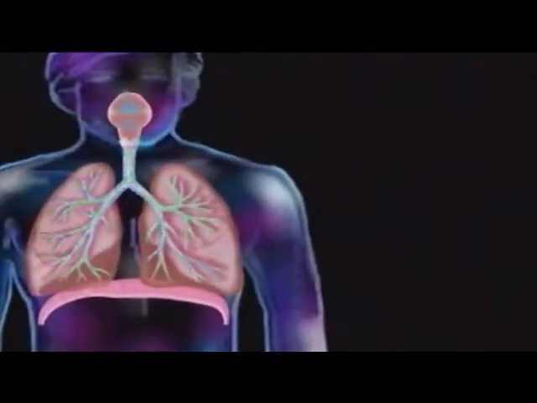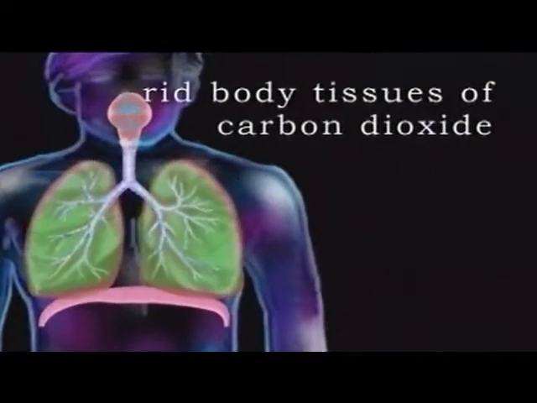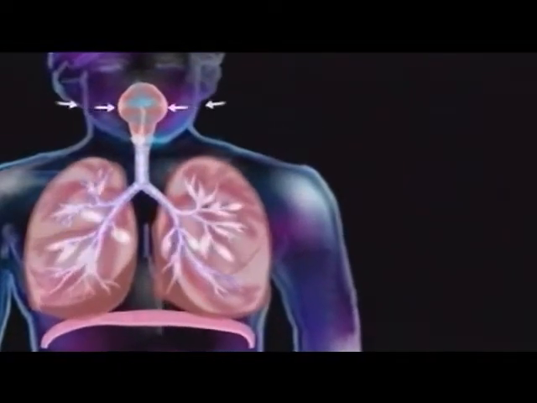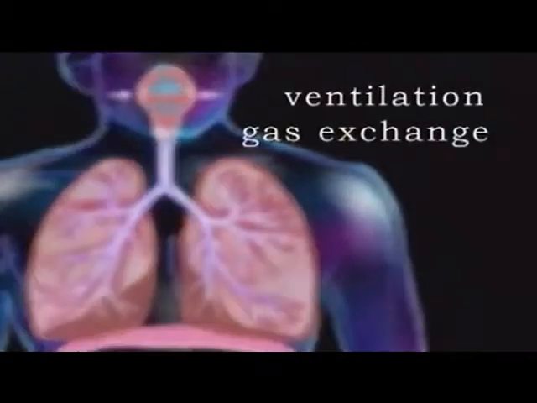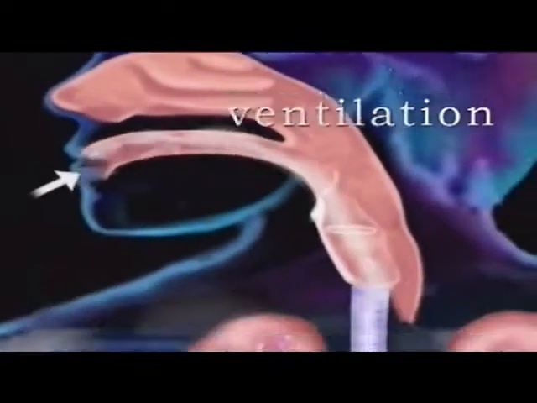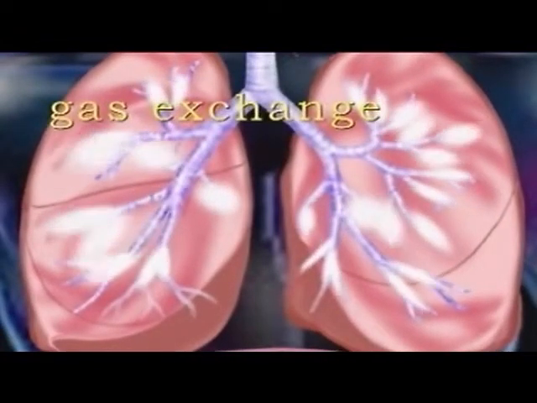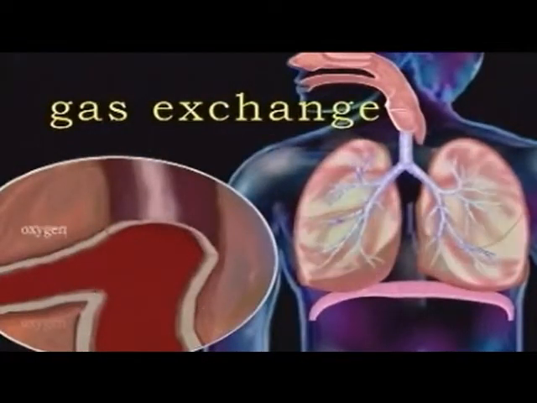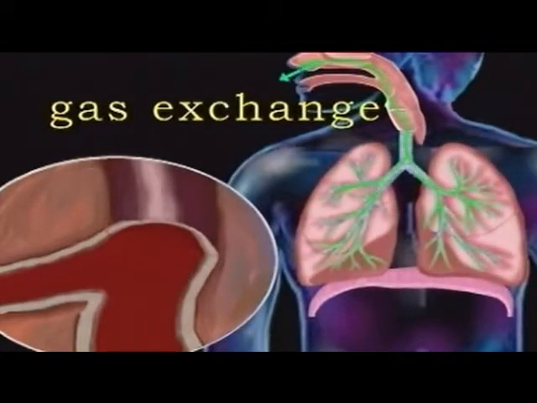The major function of the respiratory system is to supply our body tissues with oxygen and rid them of carbon dioxide. Two separate processes must work properly for respiration to be successful: ventilation and gas exchange. Ventilation is the movement of air through the nose, mouth, throat, and lungs. Gas exchange occurs in the lungs, where oxygen is transferred from the incoming breath and added to the bloodstream, and carbon dioxide is transferred from the bloodstream to the outgoing breath.